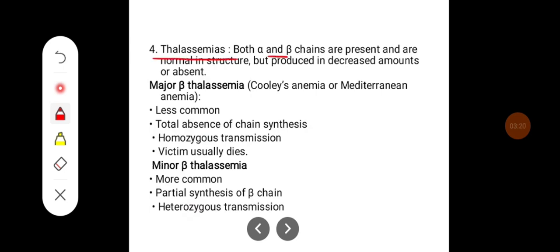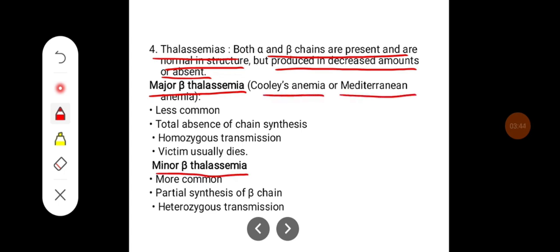Thalassemias. Both alpha and beta chains are present in these diseases and are normal in structure, but produced in reduced amounts, or sometimes they are absent. There are variants in thalassemia. It can be major beta thalassemia or minor beta thalassemia. Major beta thalassemia is also called Cooley's anemia or Mediterranean anemia.